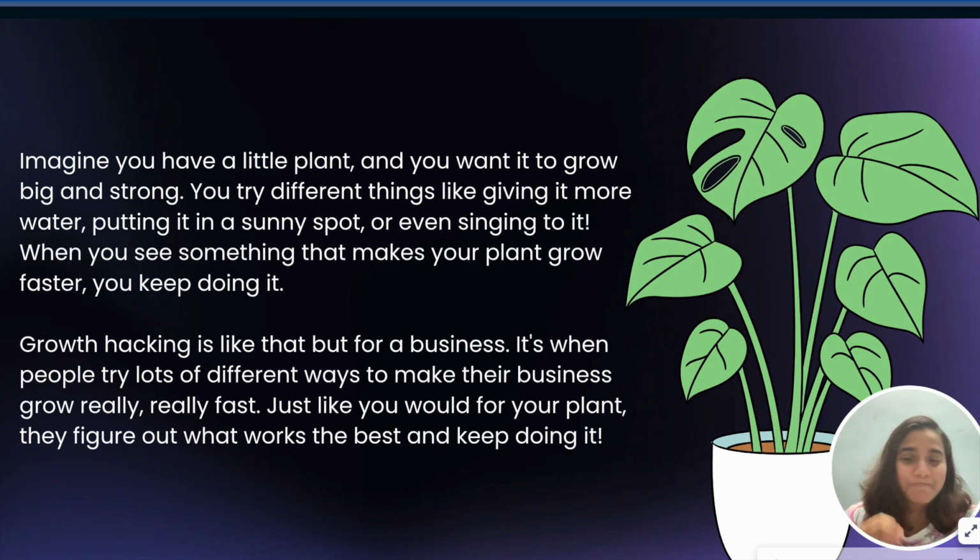Imagine you have a little plant and you want to grow it big and strong. You try different things like giving it more water, putting it in a sunlight spot, or even singing to it. When you see something that makes your plant grow faster, you keep doing it. That's exactly growth. You try different things, figure out which is working, and once you find that thing, you build your strategy on top of it and scale it. That's exactly how growth hacking works.